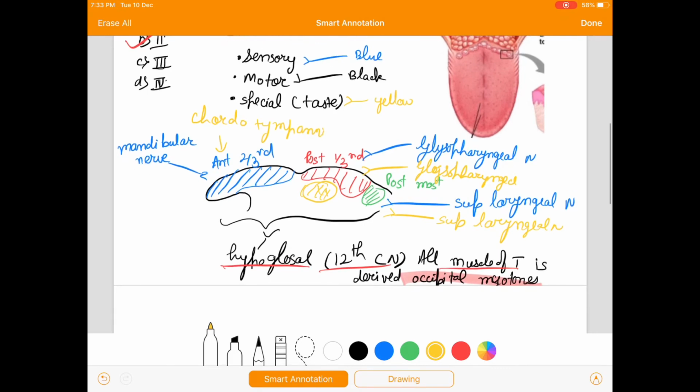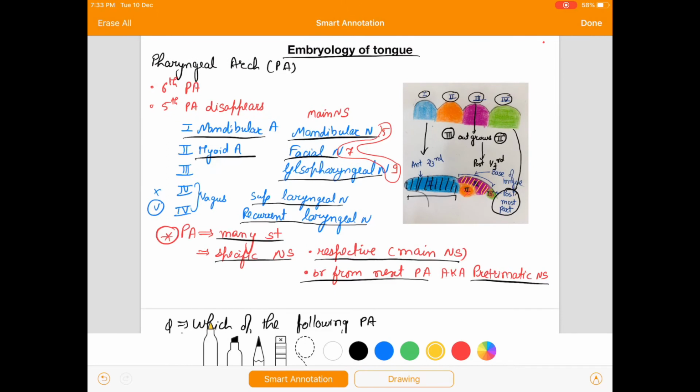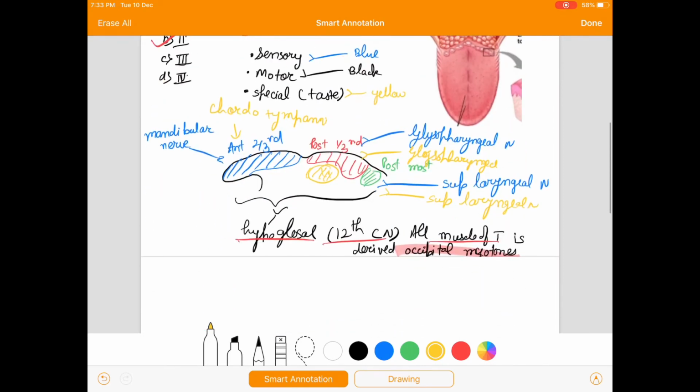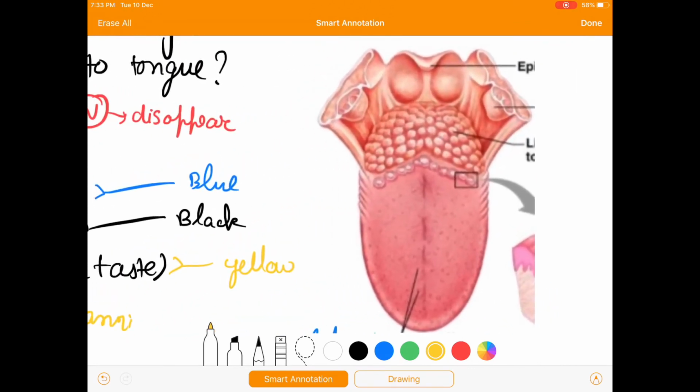Now, do you guys remember that I told you about the pretrematic nerve supply? Here is the pretrematic nerve supply. This chorda tympani is a pretrematic nerve supply of first pharyngeal arch. Okay. Now see, this is a tongue. This is the anterior 2/3. This is the posterior 1/3. And this is the posterior most.